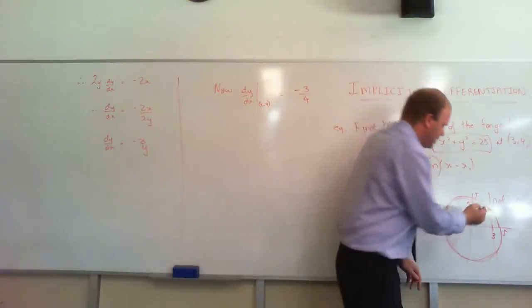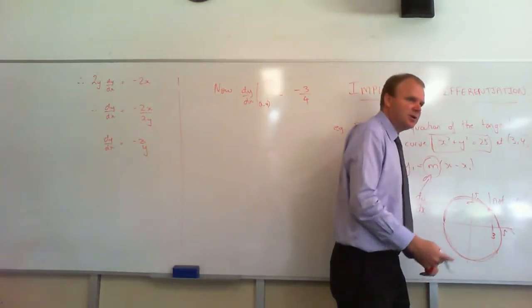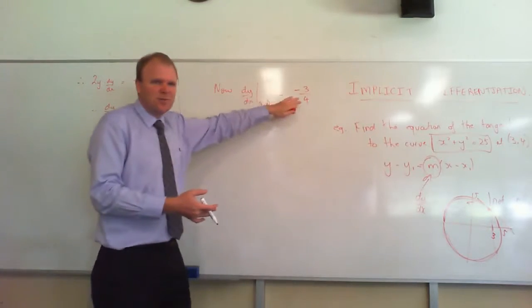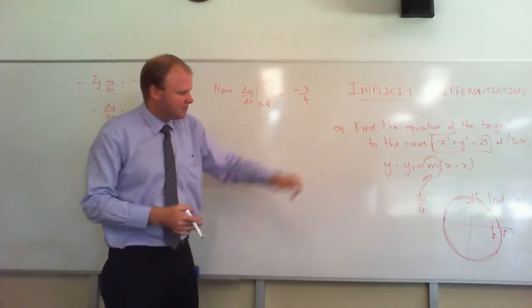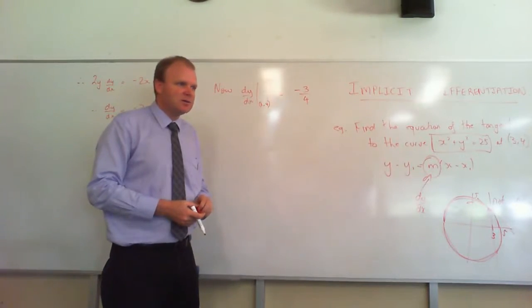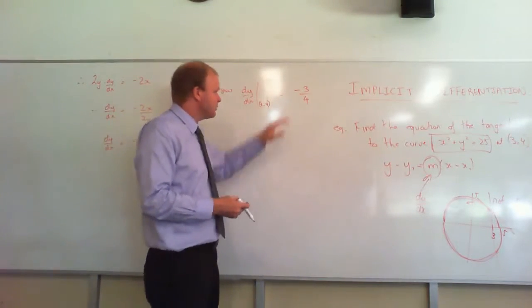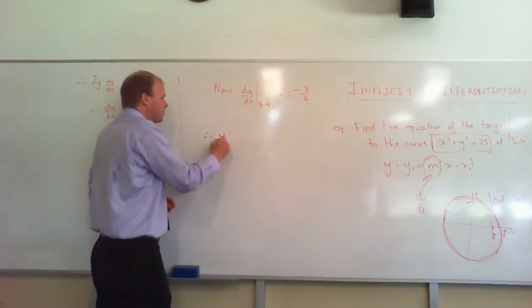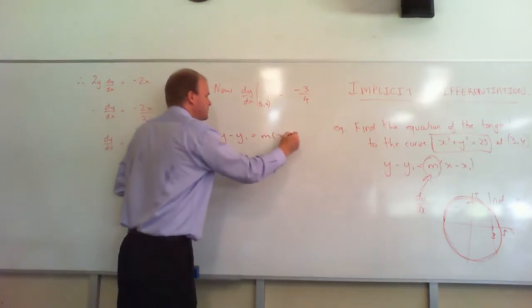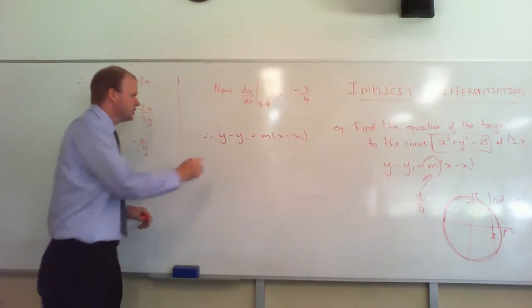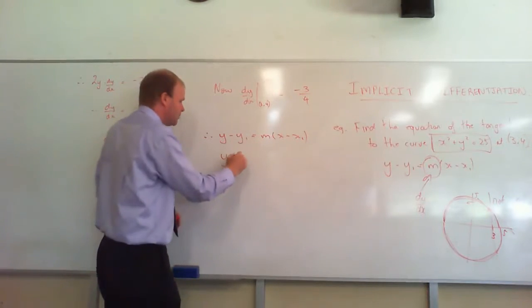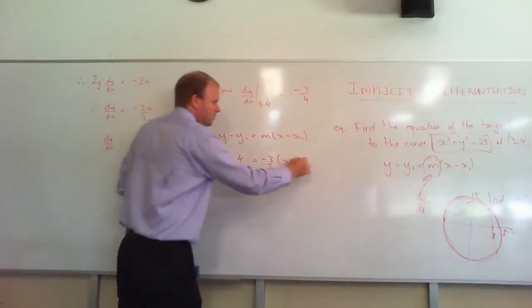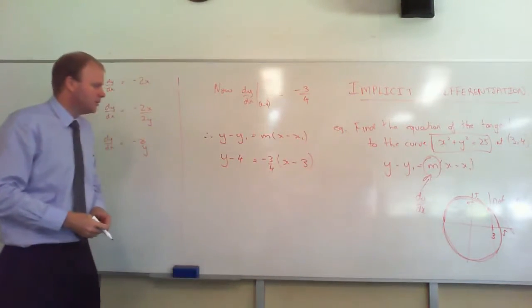Just a quick check in your head. Does that make sense? Yeah, it makes sense that it's negative anyway. And 3/4, it's close to 1. So it's nearly a 45-degree angle, which is probably about what it would be there. So, quick double check in your head, that's probably the correct answer. Therefore, y minus y1 equals m times x minus x1 to find the equation of the tangent. Y minus y1, our point was 4, equals negative 3/4 times x minus x1, our point was 3.